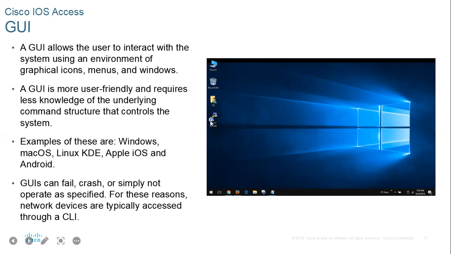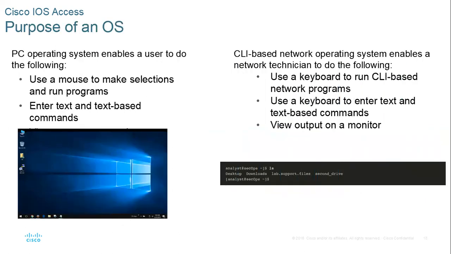PuTTY, for instance, is what we're going to use to tunnel into our Cisco device. If you want to practice some of these labs physically, you should have PuTTY and a switch so that you can run this hands-on. So what's the purpose of an operating system? It enables you to do most of these things in a graphical user interface, which is what you have here, whereas a CLI is mostly command line driven.